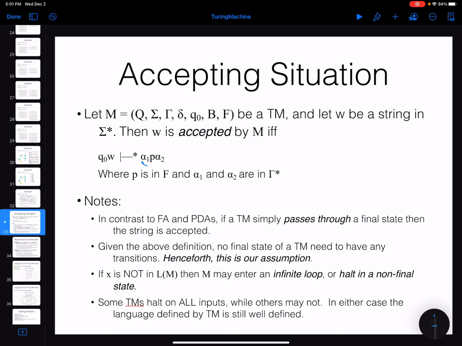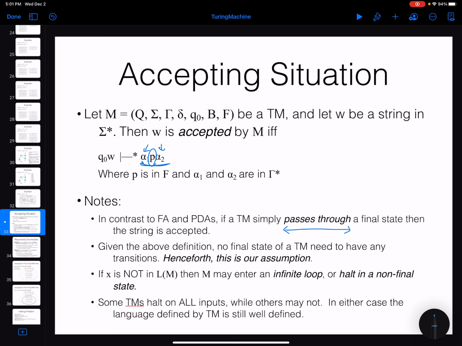It doesn't matter what the content of the tape is. As soon as you reach a state which is an accepting state, the machine will stop and will accept the string. So we are actually saying that the machine will halt. The machine stops, the machine halts, and it accepts the string. So that is actually the difference.